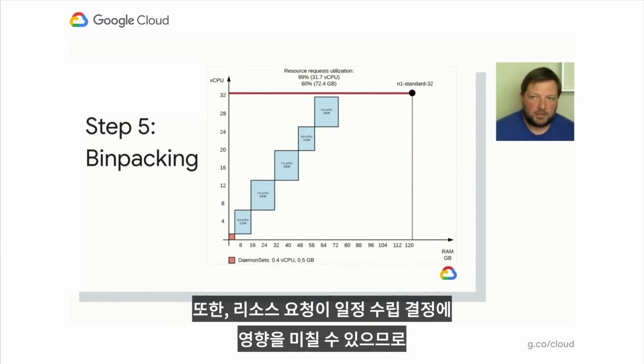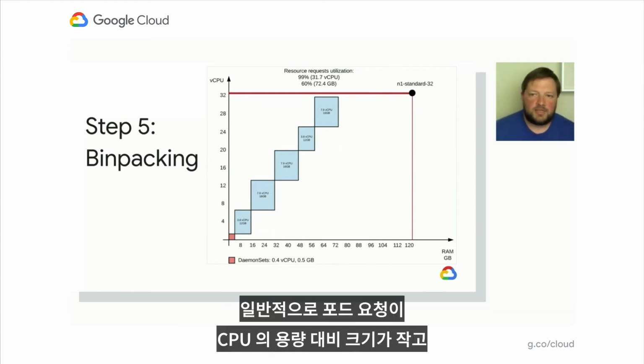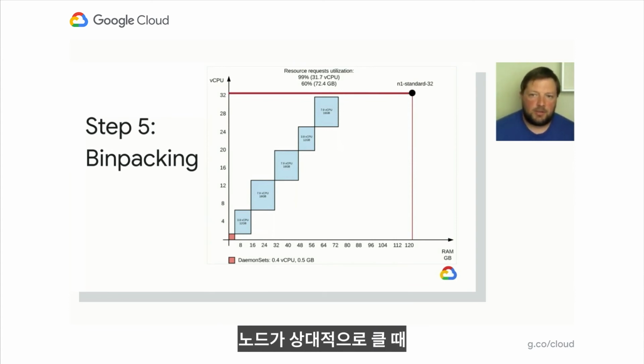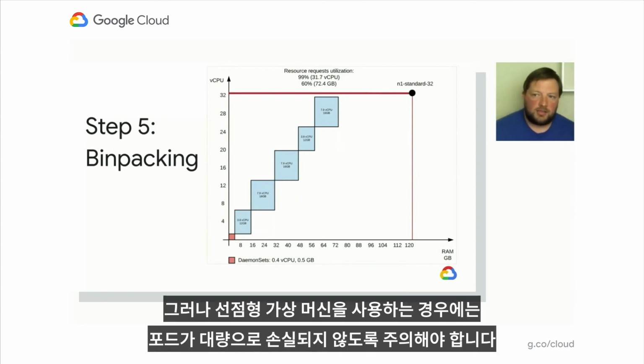Also, don't forget to pay attention to your sidecar and init containers, as their resource requests might be affecting scheduling decisions. Generally speaking, you will get the best results of bin packing when pod requests are small fractions of CPUs, while nodes are relatively large. Yet, if you're using preemptible virtual machines, you have to watch for losing a large number of pods in case of preemption.